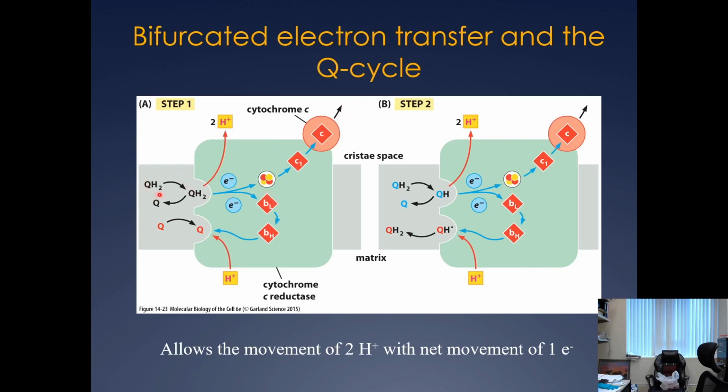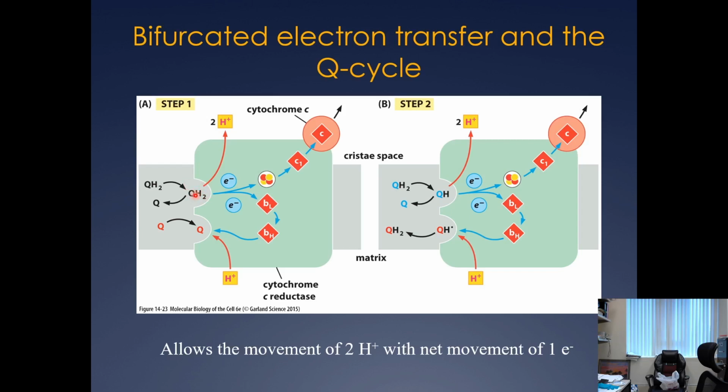Okay, so here's your reduced ubiquinone, and it comes in and it has a binding site, and there's 2 quinone binding sites in the cytochrome BC1 complex. It's also sometimes called complex 3 or cytochrome C reductase. It's got 3 names. I'm going to go with cytochrome BC1 complex. But here's how it works. You have your reduced ubiquinone, and that has 2 electrons and 2 protons.